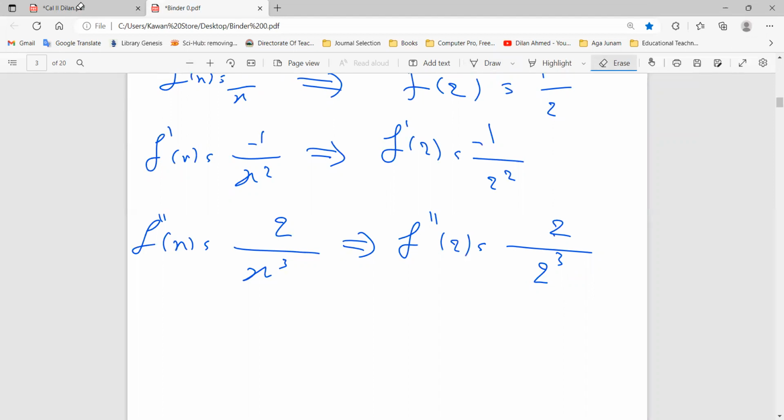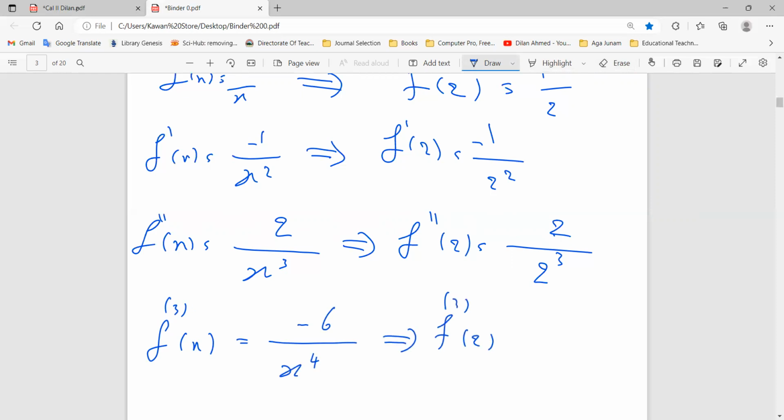So I'm going to remove it as I have. How about the third derivative? Minus 6 x to the power minus 4. So I will get f'''(2) = −6/2⁴. So we got something. Now, 3, 4, 5 derivatives are enough for you to get the formula.